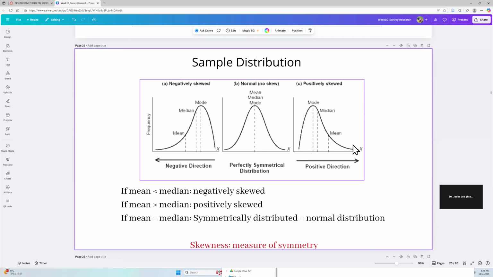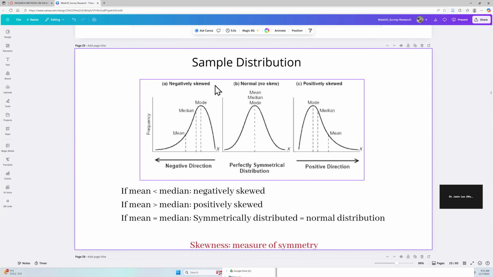For example, the extreme values are skewed in the positive direction. So the mode is here, the median is bigger than the mode, and the mean is bigger than the median. So in this case, instead of having the same mean, median, and mode, we are saying that it is positively skewed. And there are more extremely big cases in this case.